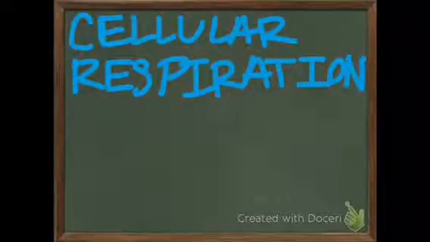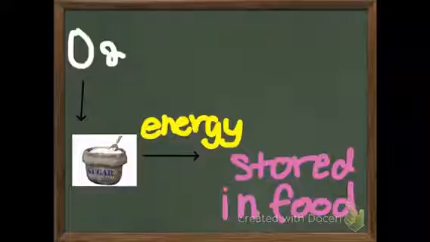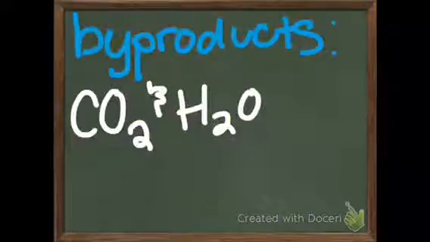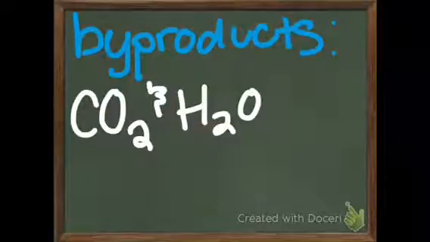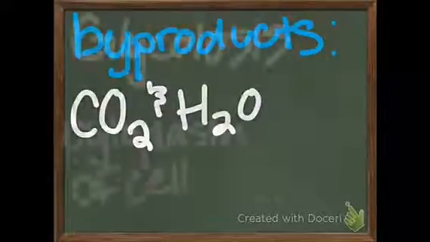Now on to cellular respiration. In cellular respiration, organisms use oxygen to break down glucose food to release energy stored in food. The byproducts are CO2 and water.